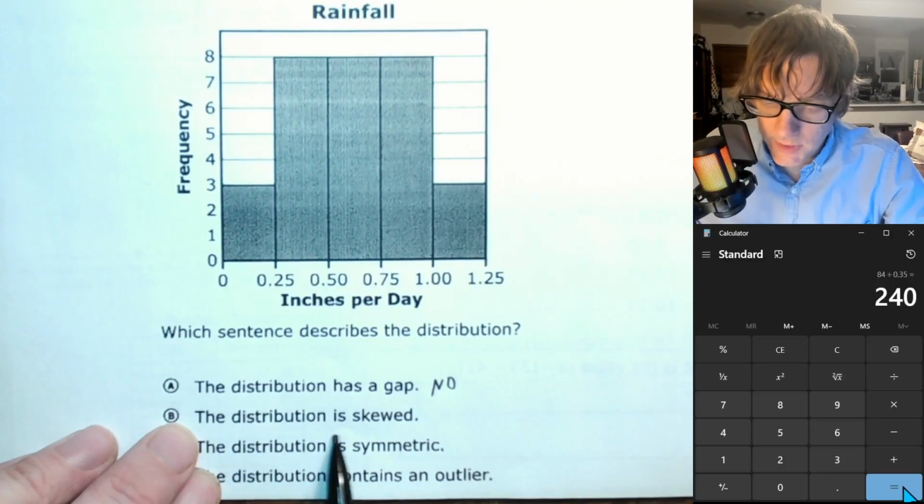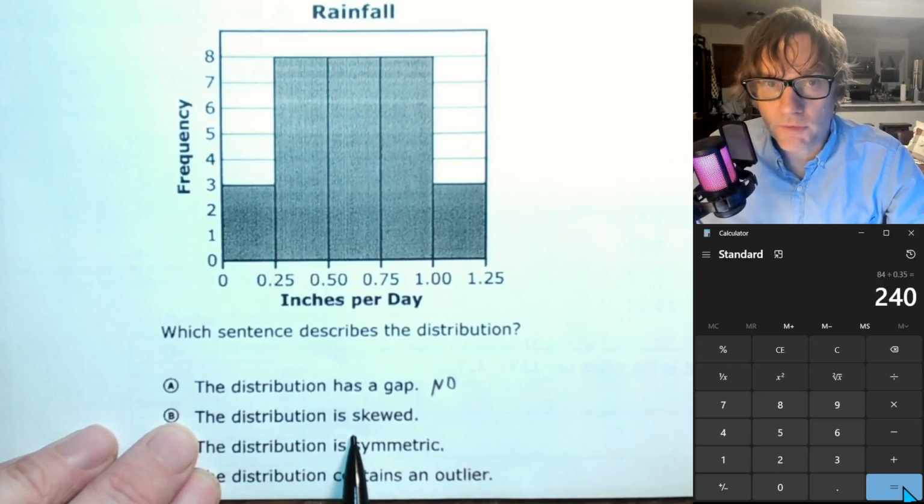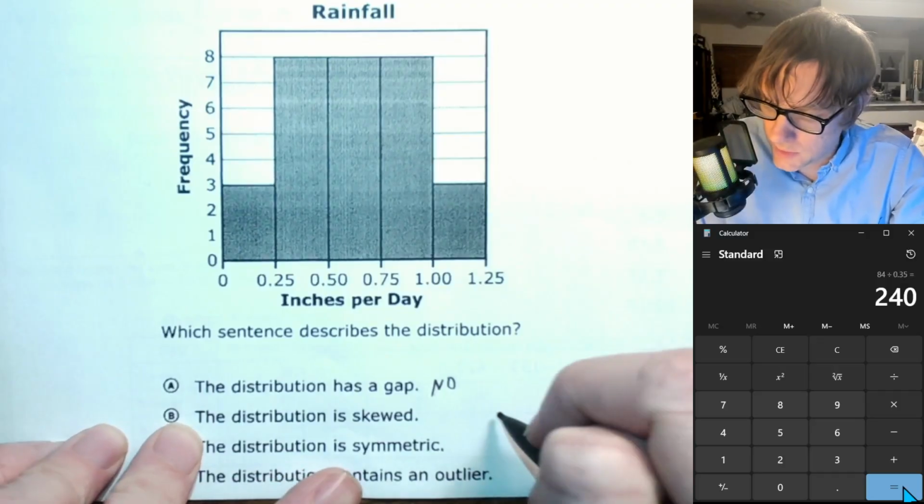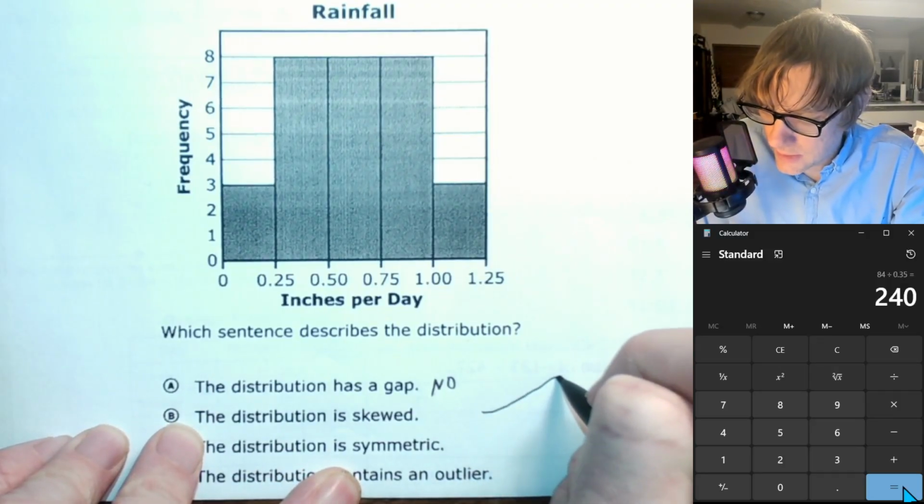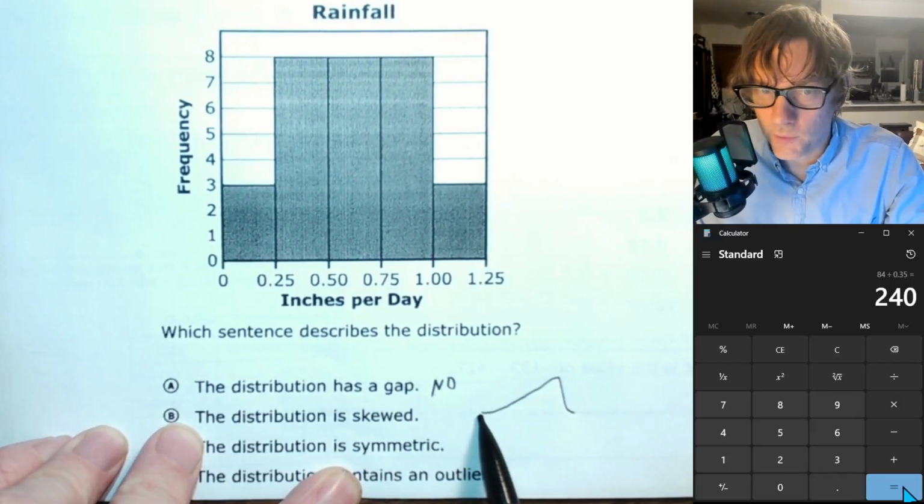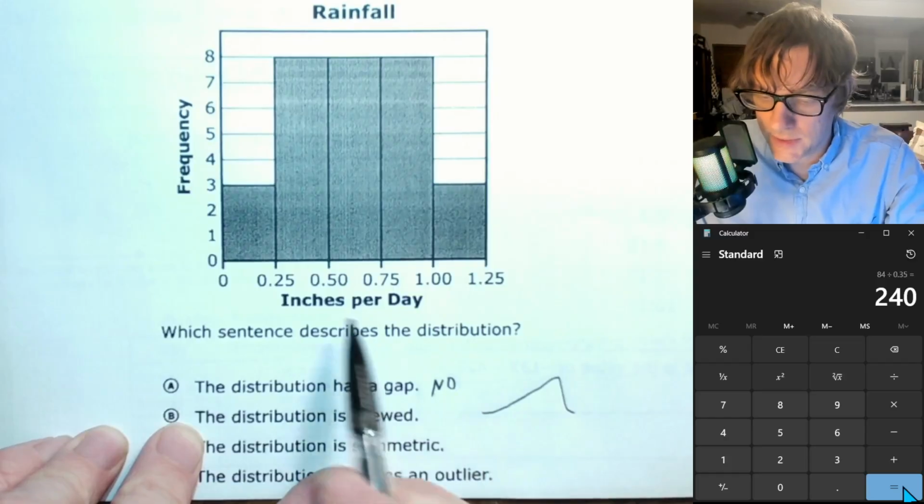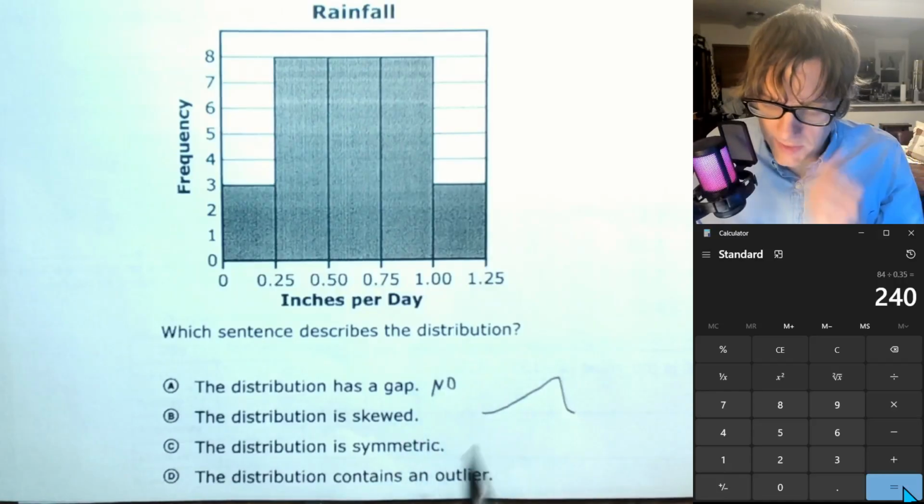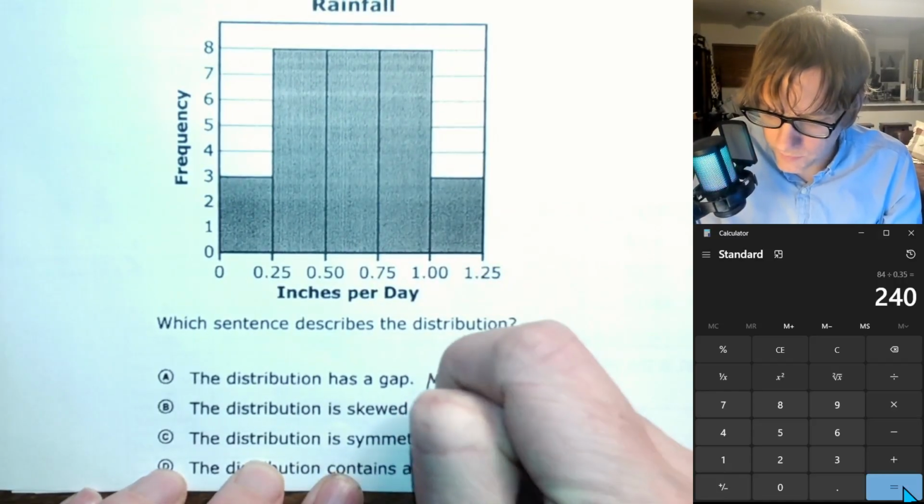The distribution is skewed. Skewed is whenever there's a tail that kind of stretches off in one direction, either towards the left or to the right. Like a skew will look like this, where the tail, that's called skewed left, where it goes really far to the left. But this is perfectly symmetric. It goes up and then it comes back down. All right, so it's no on this one as well.